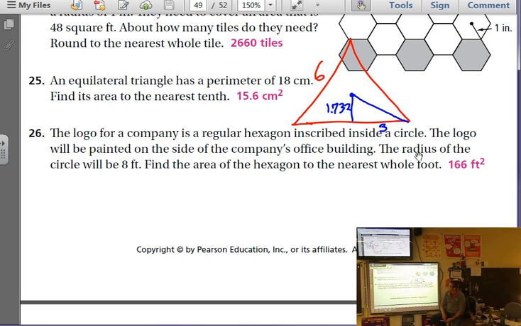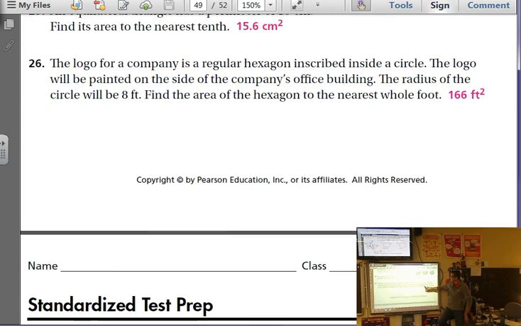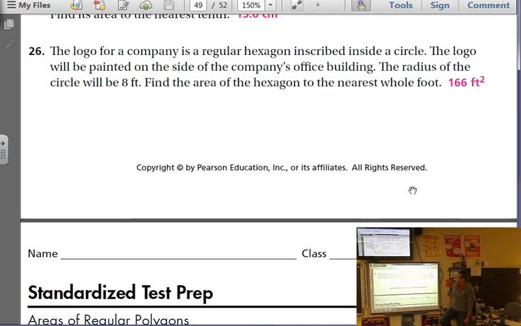Right. 26. A logo for a company is a regular hexagon inscribed inside of a circle. The logo will be painted on the side of the company's office building. The radius of the circle will be 8 feet. Find the area of the hexagon to the nearest whole foot.